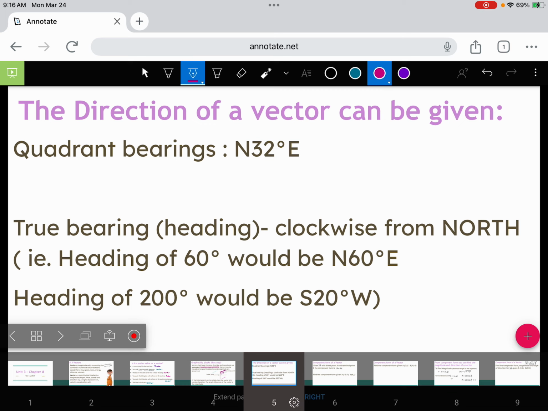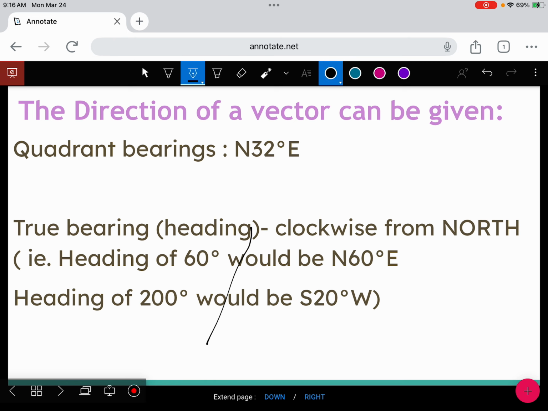So a lot of times when we get the direction on a vector, we're going to get a bearing. We can get a quadrant bearing like we've been doing, our north 32 east, those guys, where it's based off of our never eat soggy waffles, that kind of stuff.